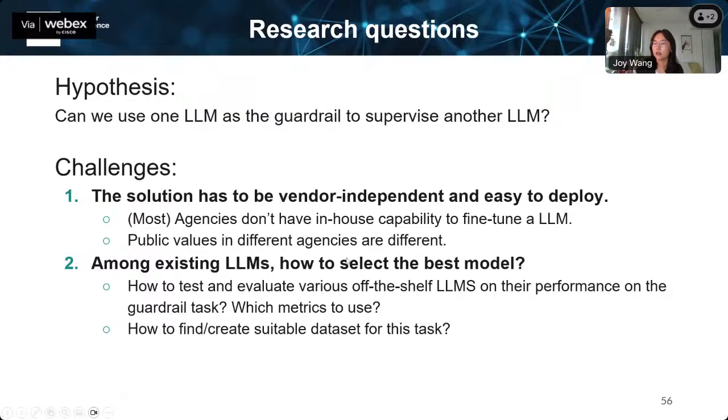Another challenge is, among the existing large language models, how we can select the best one as our guardrail. That means we need to conduct a comprehensive evaluation among the off-the-shelf large language models and choose the best one for our use case. The additional challenge is how we can find a suitable data set, or how we can create a suitable data set for this task.